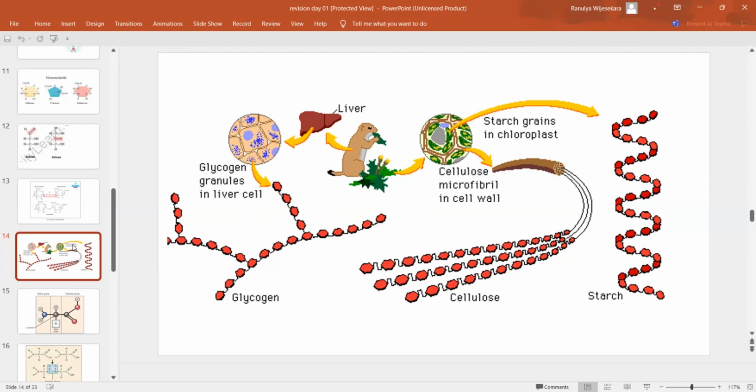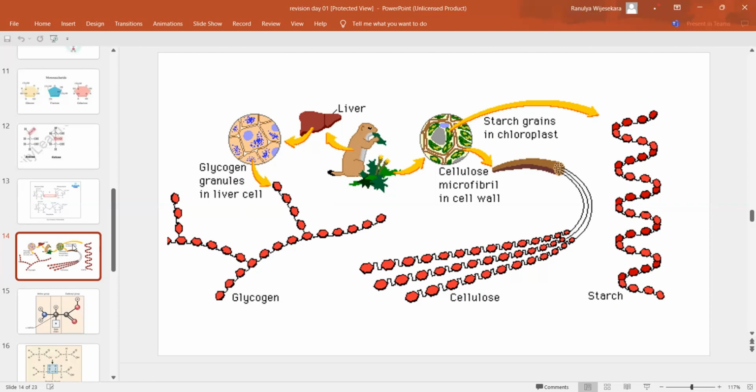Cellulose, then hemicellulose, pectin, they are considered as structural polysaccharides, right? They contribute to the structure of the living organism. Then there's another way of classifying polysaccharides, based on their architecture. Linear and branched. Some of them are linear, in a long line. Some of them are branched.